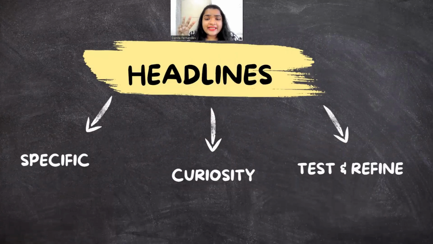This is a 3-step way of making your headlines better. First is make your headlines specific. The second is make people curious. And the third is test and refine. So let's dive in.